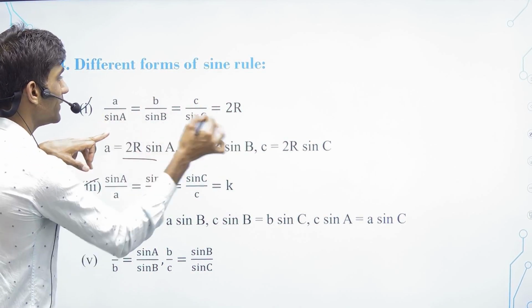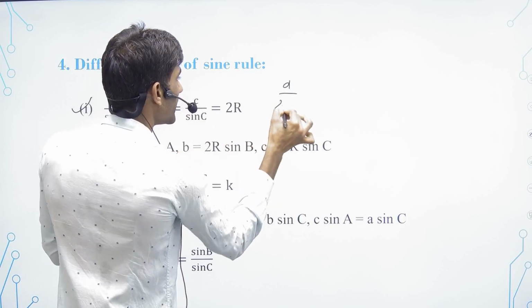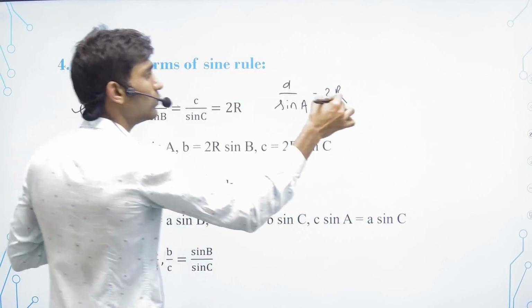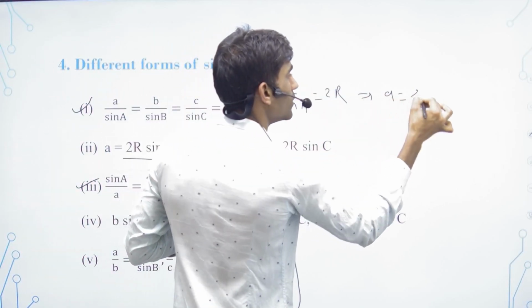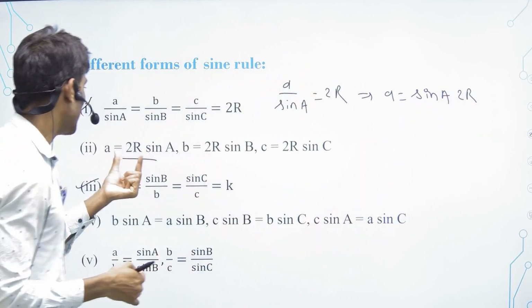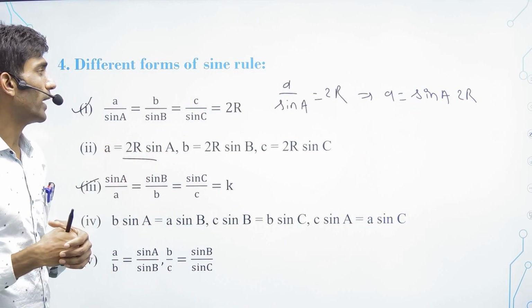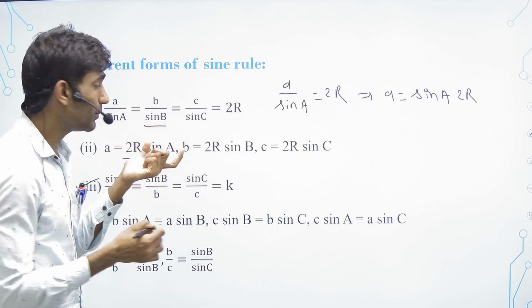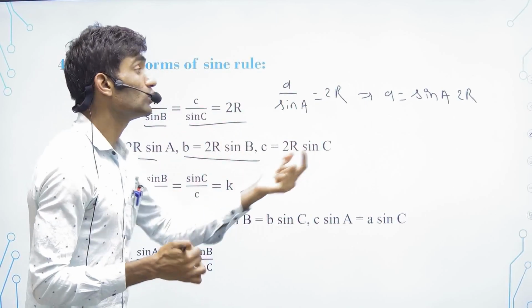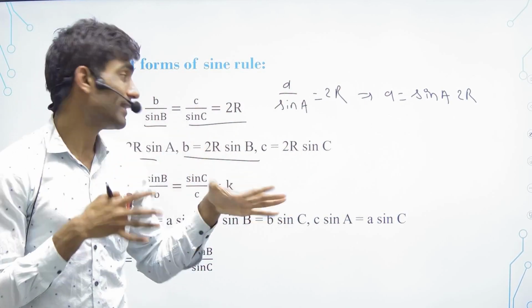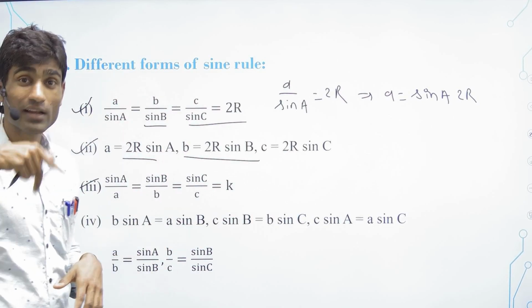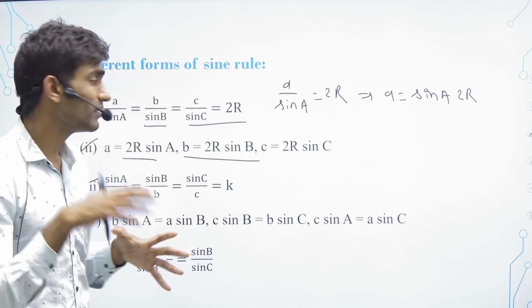So A upon sine A, which is equal to 2R. What we have? A upon sine A is equal to 2 times radii. Take sine A to the other side, we'll get A, which is equal to sine A times 2R. Similarly, apply for B upon sine B, you will get B, which is equal to 2R sine B, and for C, C is equal to 2R sine C. So you will get the separate results here for sine. All these results are equivalent and all are the sine rule.